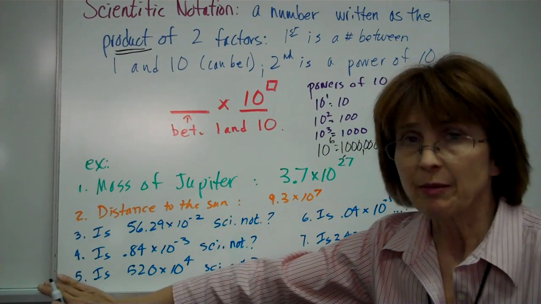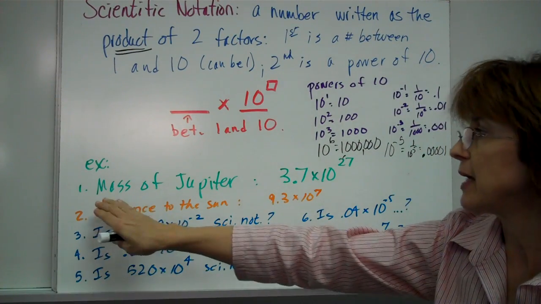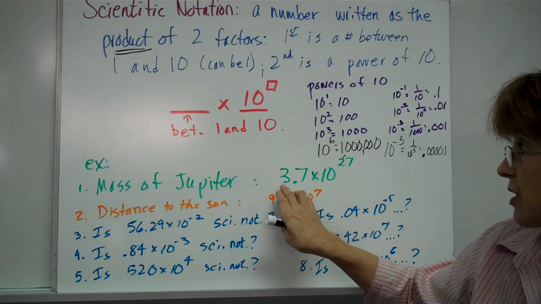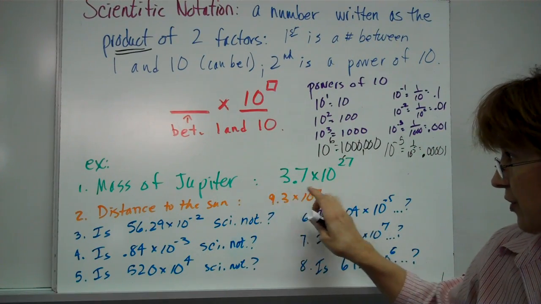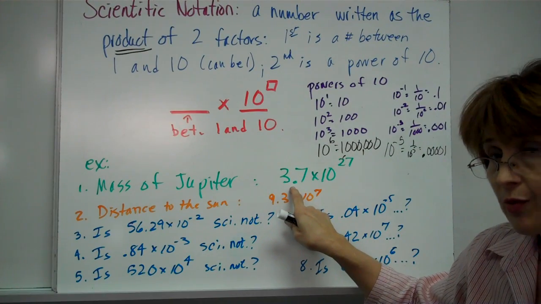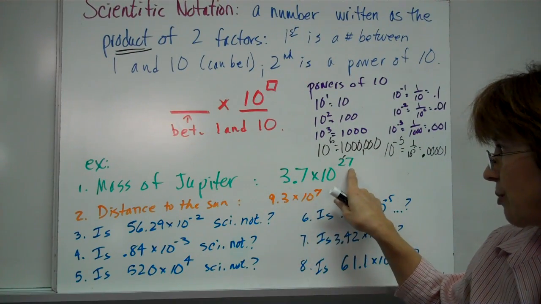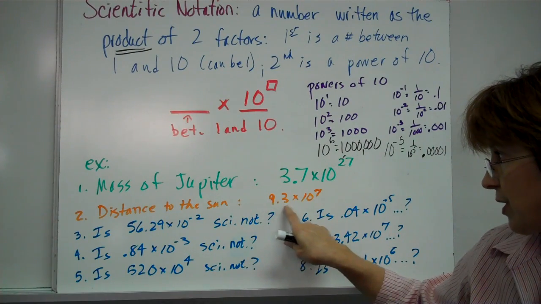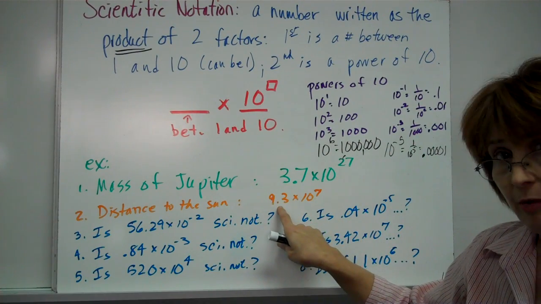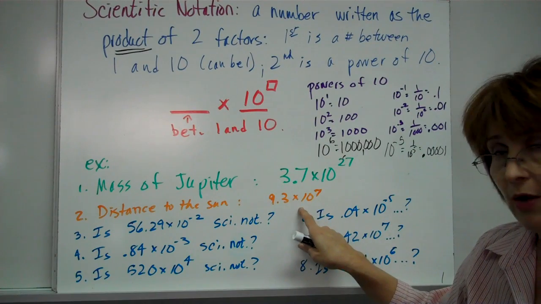Okay, let's just talk about some examples. The mass of Jupiter really is 3.7 times 10 to the 27th. So that's an example of scientific notation. 3.7 is somewhere between 1 and 10 and is multiplied by a power of 10. Here we have the distance from the Earth to the sun. It's 9.3 times 10 to the 7th. Again, a number between 1 and 10 times a power of 10.